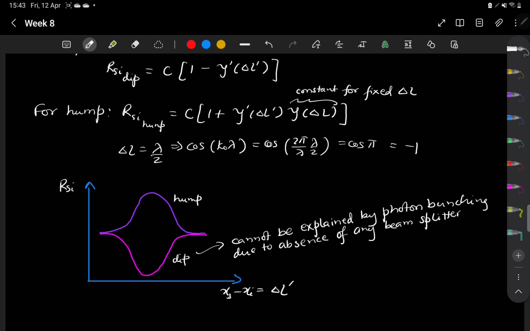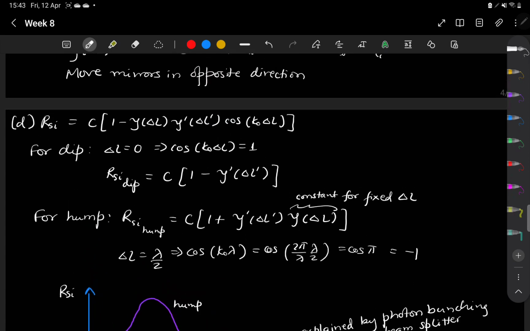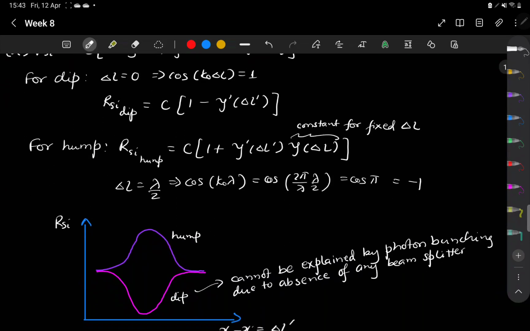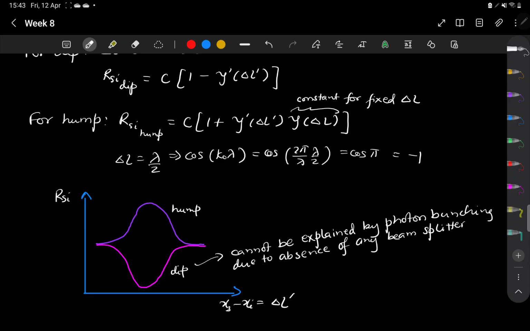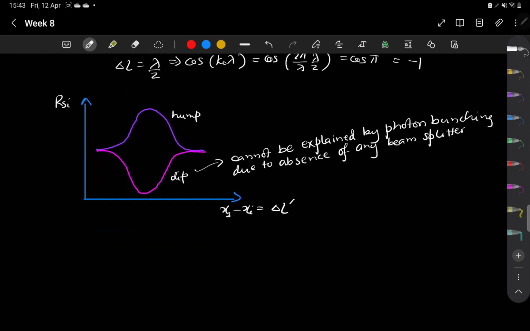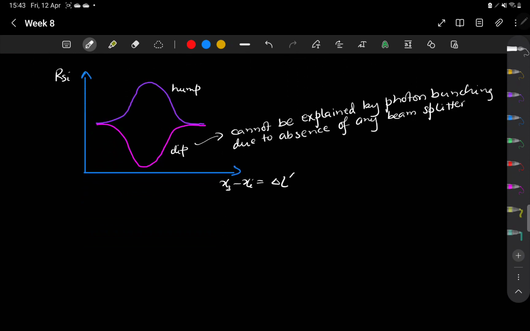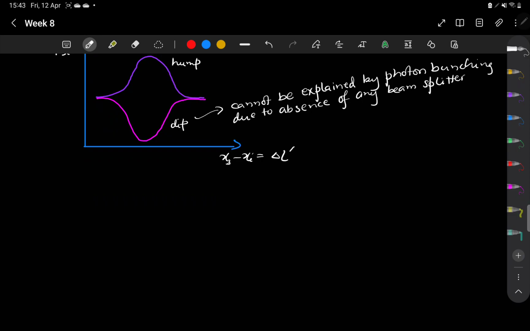So this dip is just a characteristic of the coincidence count going to 0, and both the photons going to one detector. It has got nothing to do with bunching at a beam splitter.